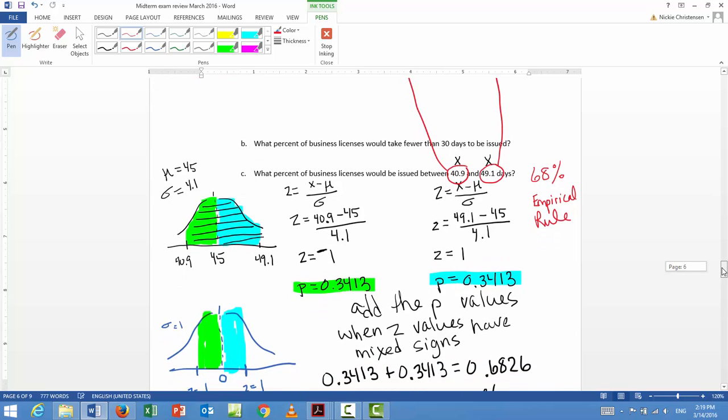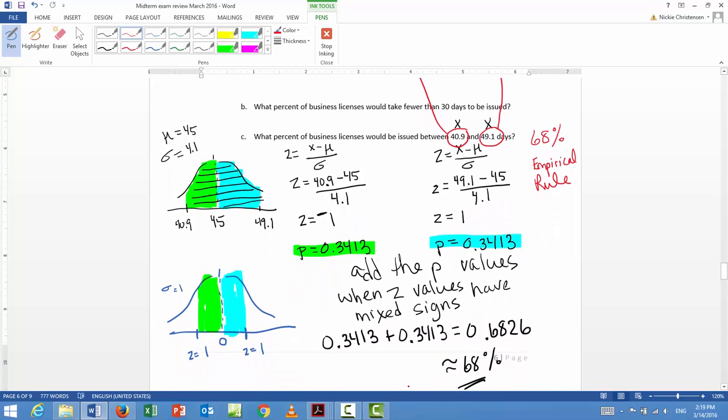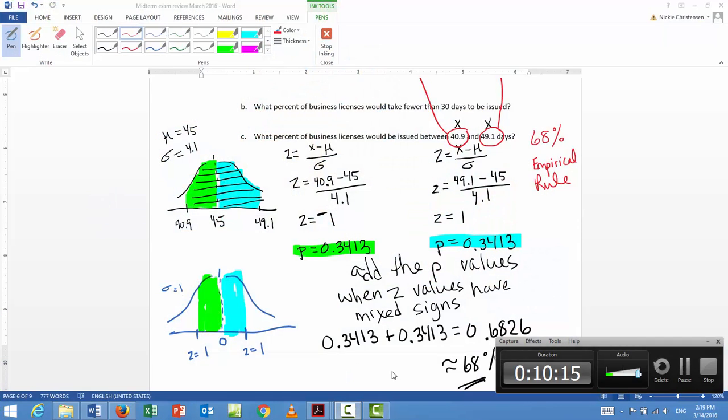So guys, either way is fine. You can do it the worked out way. Remember, you should show your work because you will get points for each step. Or you can do it the one-step empirical rule way. Okay, so that is question 17C on page 6 of the review.